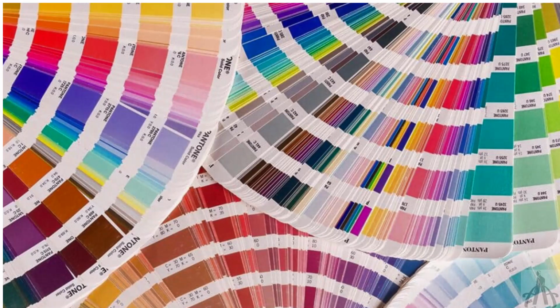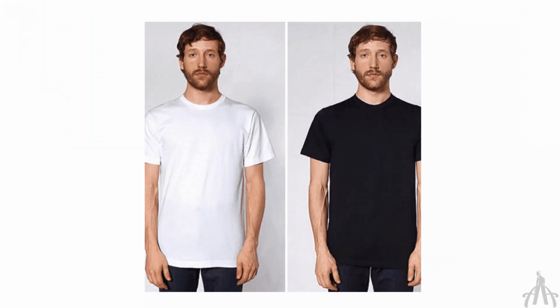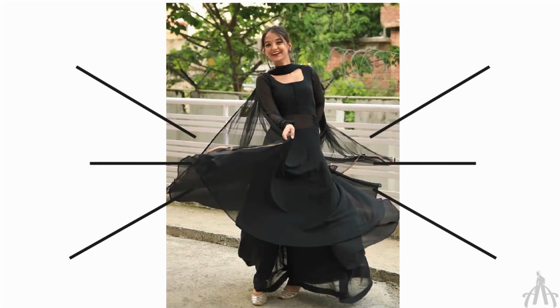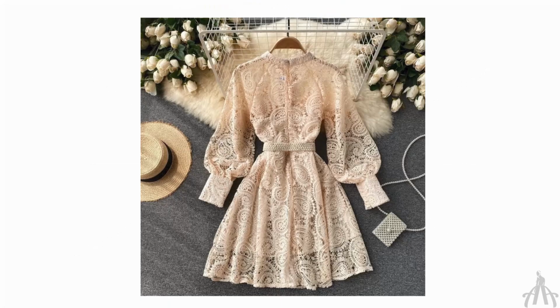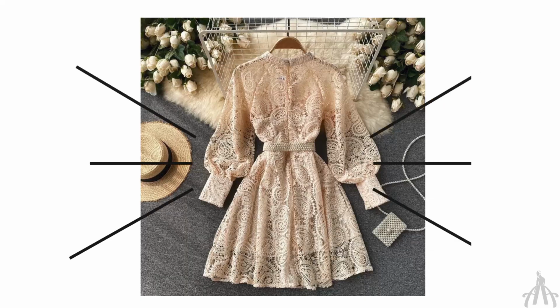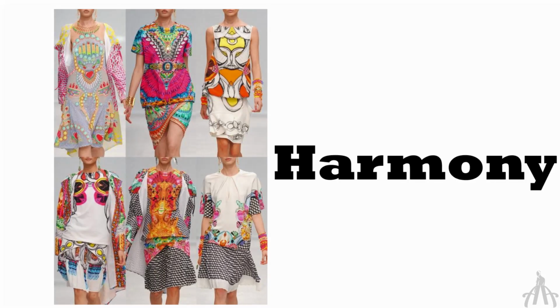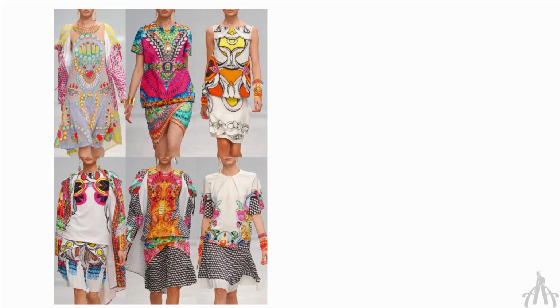Color can also affect how we perceive the size and the shape of an outfit. For example, dark colors tend to make an outfit look smaller and slimmer, while light colors tend to make an outfit look larger and fuller. Colors can be used to create contrast, harmony, or to make a statement in an outfit.